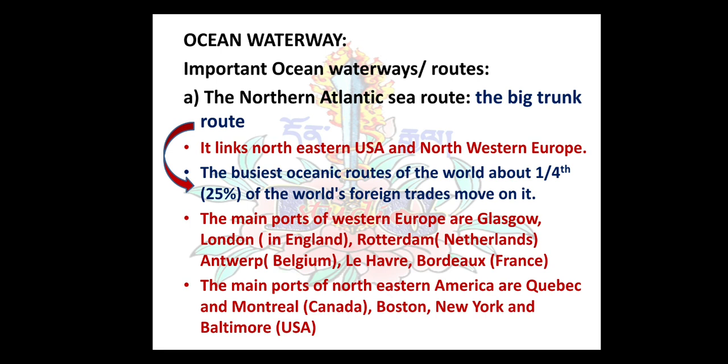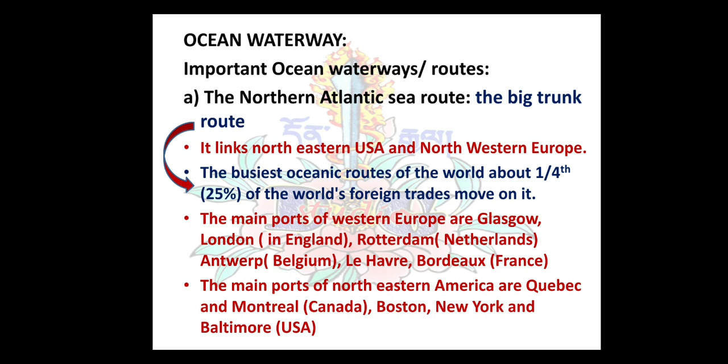This North Atlantic Sea route is also called the Big Trunk route. Why is it called the Big Trunk route? It is the busiest oceanic sea route of the world. It carries 25% of the world's foreign trade. Because 25% of the international trade moves through this sea route, the North Atlantic Sea route, it is the Big Trunk route.